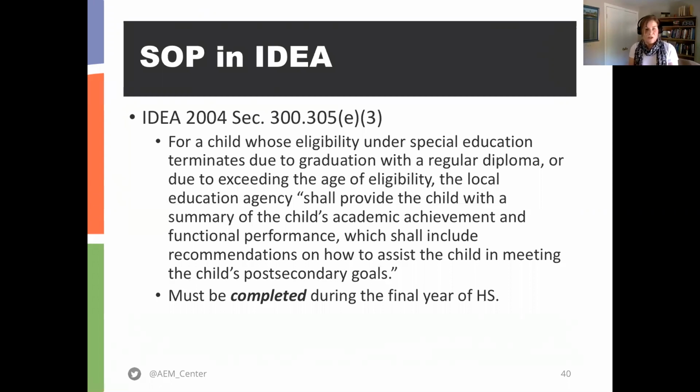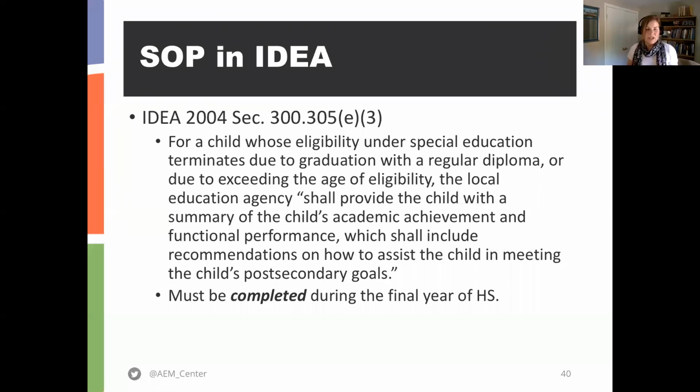So the summary of performance, the way it's defined, if this is the first time knowing about the summary of performance, also known, you'll often hear of it referred to just as SOP. It's for a child whose eligibility under special ed terminates due to graduation with a regular diploma or due to exceeding the age of eligibility, 21.